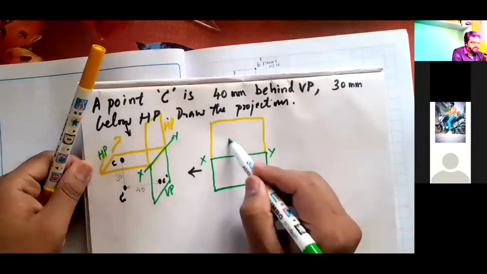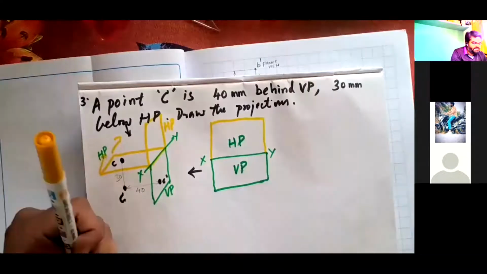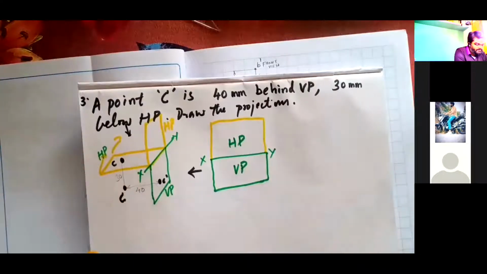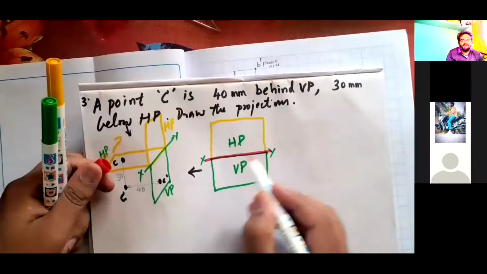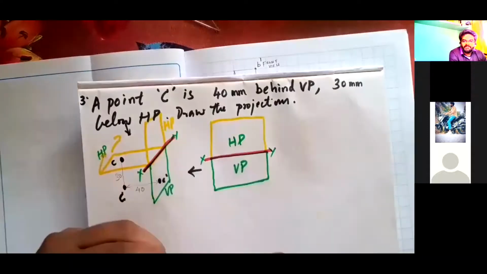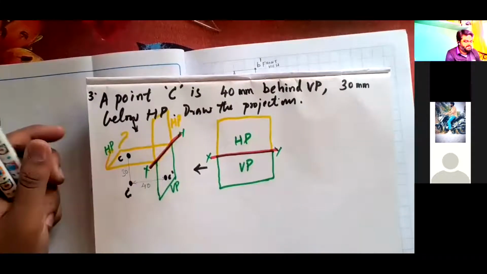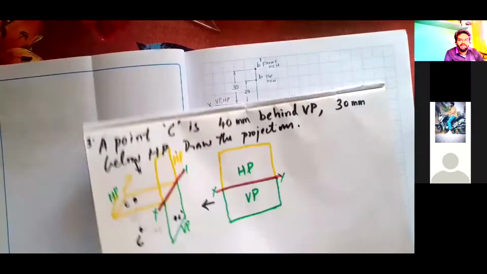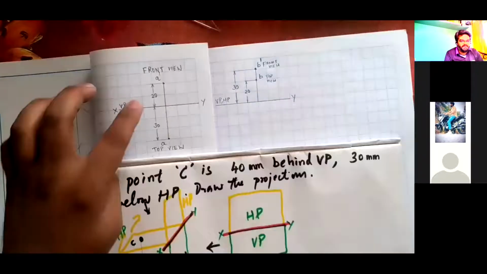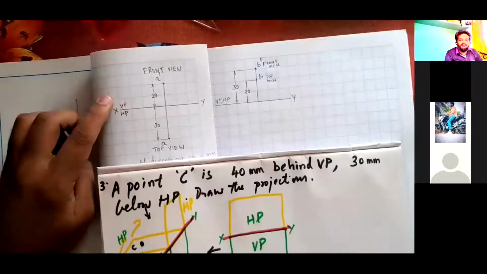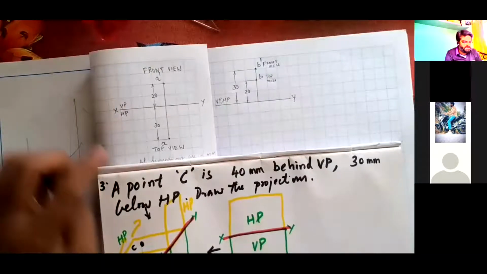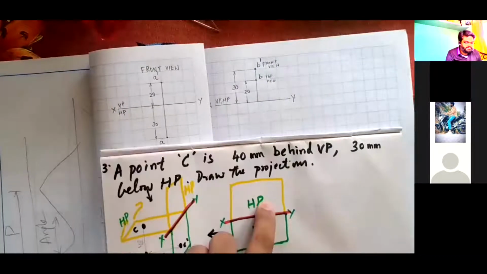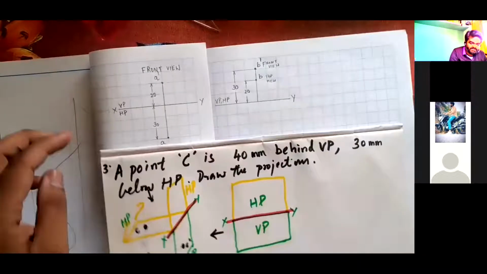Vertical plane will be below. Consider this, I'm just differentiating it with a different color. Horizontal plane will come above, vertical plane will come below. Whereas in the first quadrant, vertical plane was above and horizontal plane was below. In the third quadrant, horizontal plane will be above and vertical plane will be below. So let us see what will happen to the projection.